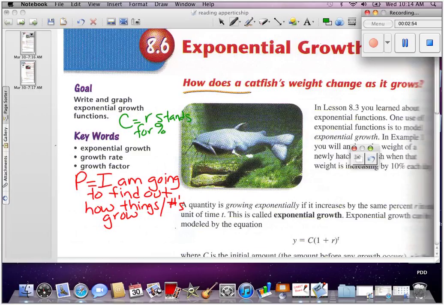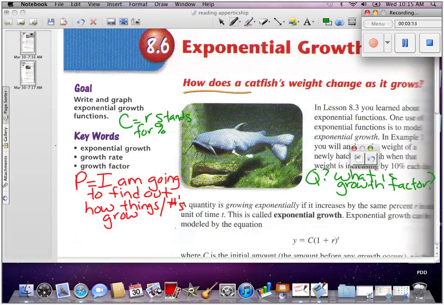My question might be, I'm confused. I don't understand really what growth factor is right now. So what exactly is growth factor? I'm still confused. What is growth factor? Because after reading that, I still don't know. So that's one of my questions.